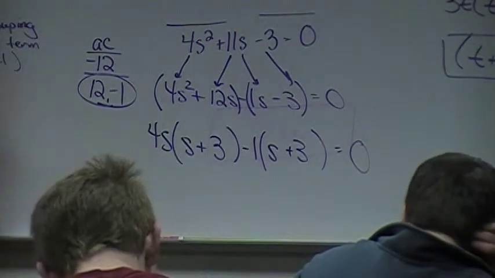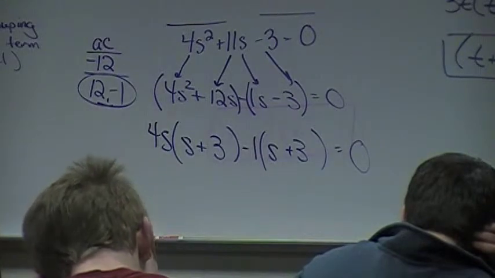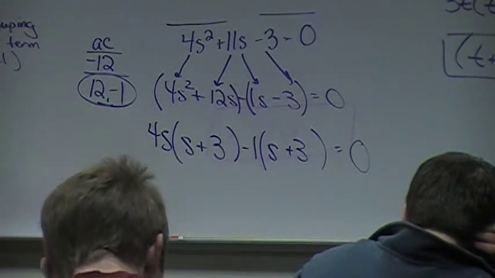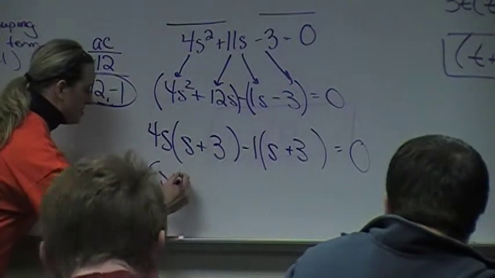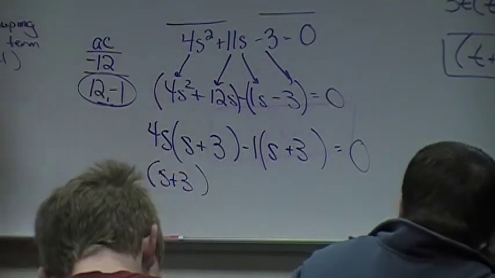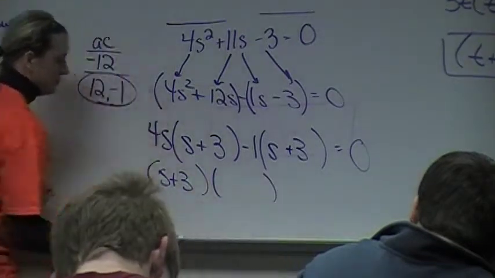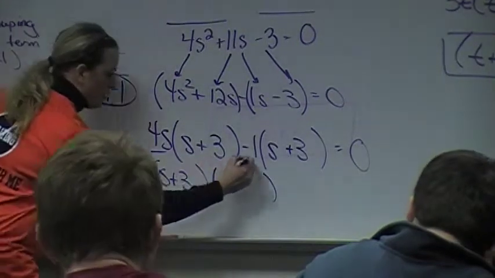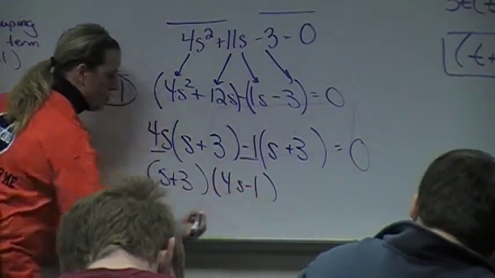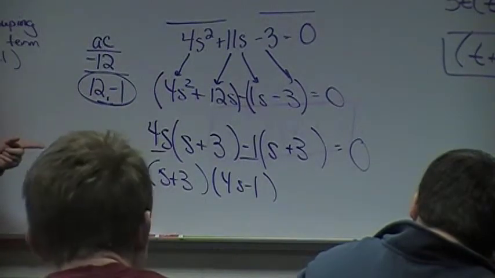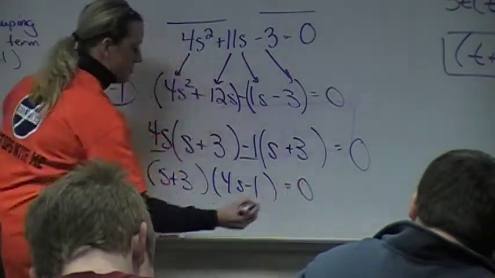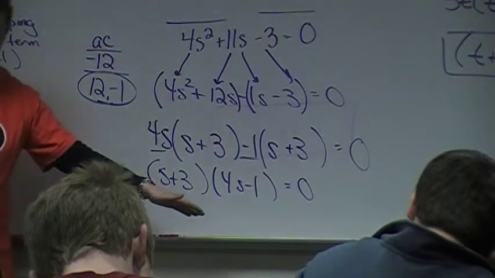What do we pull out as our common binomial factor? S plus 3, right. And Tommy, what's left if I pull out an s plus 3? The 4s minus 1. Good, don't forget all of that. Yep, 4s minus 1. Now we set those equal to what? Right, because now we have our factors.